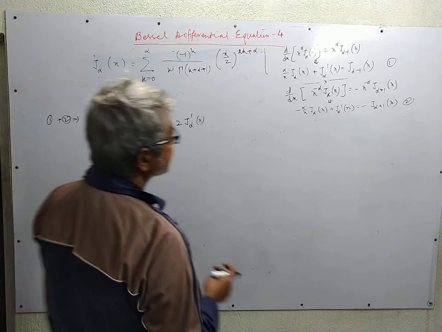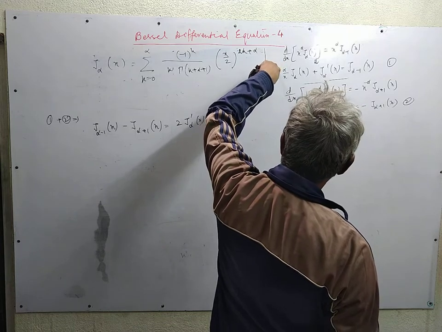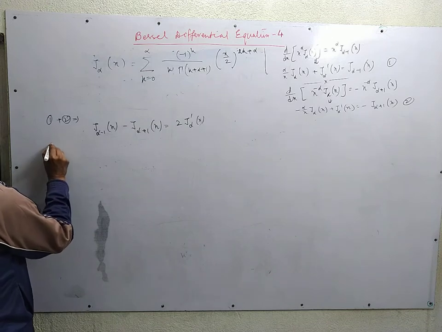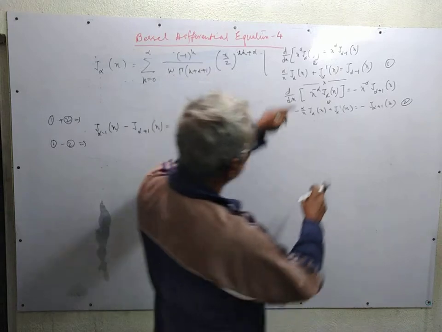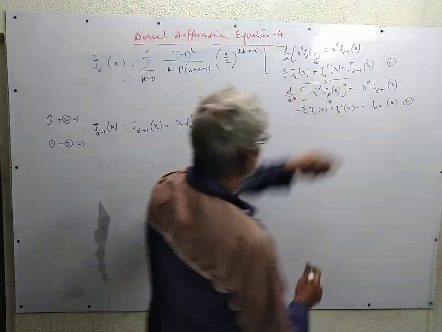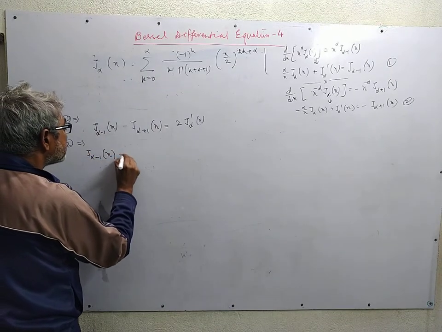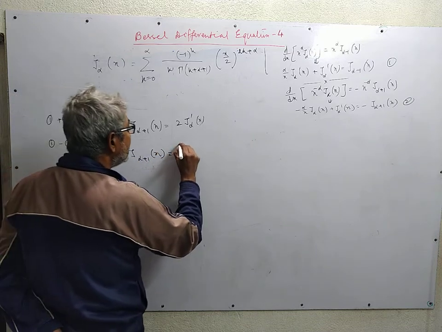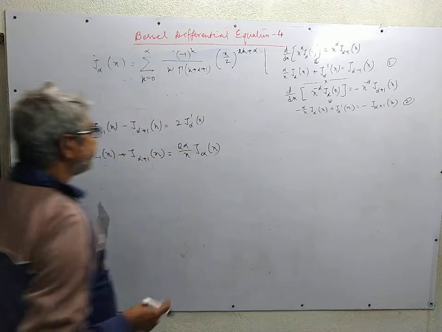And if we subtract 2 from 1, then we get 1 minus 2. You see that these two terms get cancelled, and we have these two plus, and the result is J of alpha minus 1 of x plus J of alpha plus 1 of x is equal to 2 alpha by x J alpha of x.